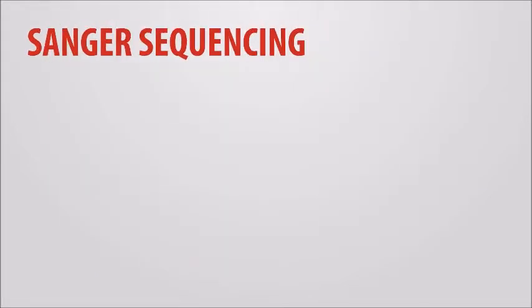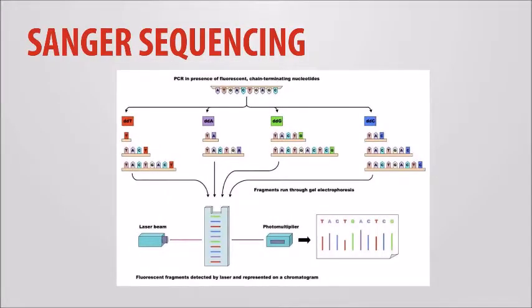Sanger sequencing is a method used for determining the nucleotide sequence, base by base, of a fragment of DNA by the use of dideoxynucleotides, which cause the termination of DNA synthesis during this procedure.